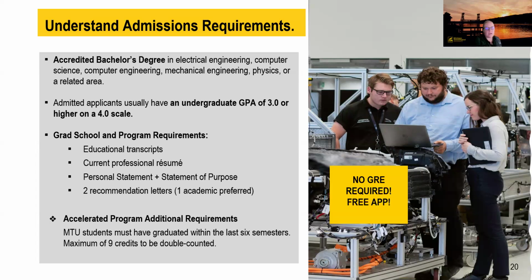Admitted applicants usually have an undergraduate GPA of 3.0 or higher on a 4-point scale. That is not a hard cutoff. You could still apply to the program if you didn't have a 3.0. I would suggest it's probably pretty close. Within the application requirements, there's an opportunity to explain if there was some circumstance or a bad semester that contributed to a slightly lower GPA, or if you've got some really good work experience to couple with that, I would still encourage you to apply. But typically the students who are admitted into this program have a 3.0 or higher on a 4-point scale.